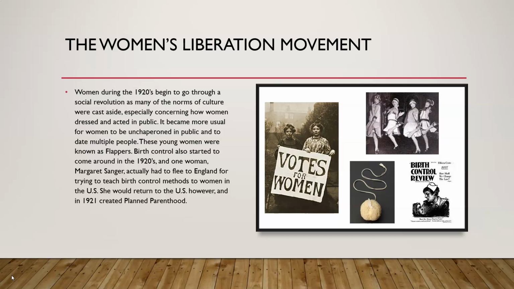And because women were out and dating in a more casual setting, birth control became incredibly popular and something that women wanted to know about. In the 1920s, a woman named Margaret Sanger became very widely known across the United States because she was incredibly passionate about educating women on the birth control methods that were available to them. She was so well known for her teachings that she was forced to flee to England for a while to avoid persecution. She returned in 1921 and created Planned Parenthood so that women could get accurate, unbiased medical help in the area of birth control and women's health in general.